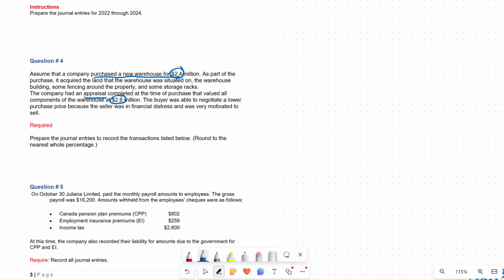So then we have three assets, and we want to know how to record the assets. Appraised value and fair market value will be the same. So we purchased three assets. We have a land, we have a building, we have some storage racks, and we have fencing. So this is my building. Again, the fair value or appraised value of the asset will be given to you. You cannot guess it.